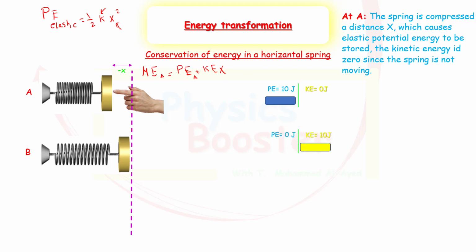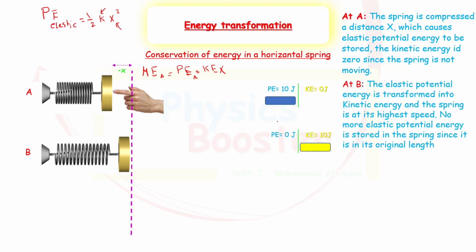So we can say that at location B, the elastic potential energy is transformed into kinetic energy, and the spring is at its highest speed. The spring will be at its highest speed when it reaches the length where it is not stretched or compressed anymore. No more elastic potential energy is stored in the spring since it is in its original length. If we look at this energy bar chart, we can see that the potential energy this time is equal to zero, but it has its full speed and full kinetic energy.